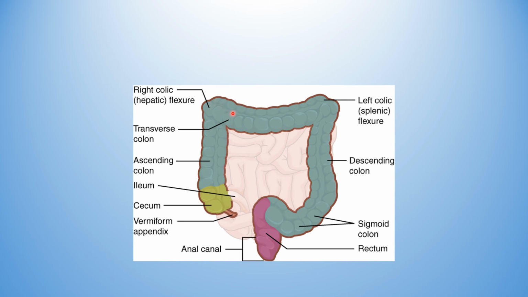Transverse, well, it's going across, transversing across over here to the splenic flexure. Well, your spleen's right up here. Then the descending colon, and then the sigmoid colon right here, which is then going to feed into the rectum, and then the anal canal right here with the 2 sphincters.